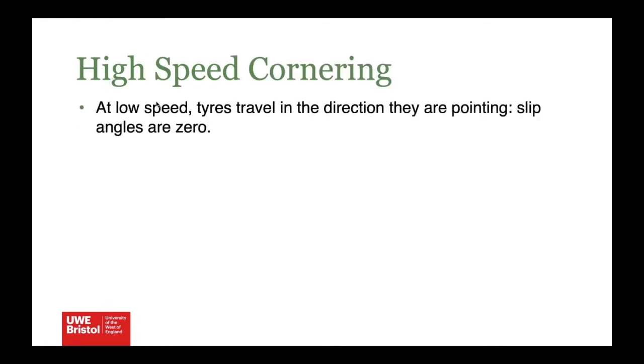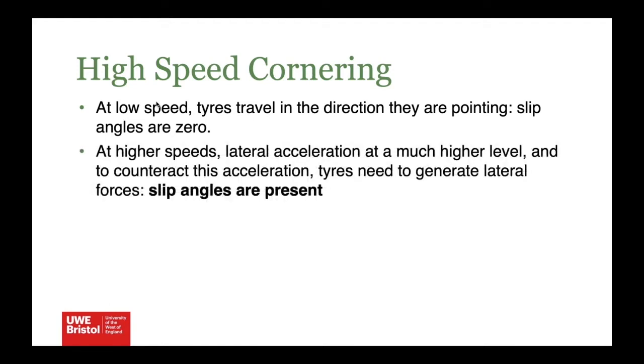So high-speed cornering, what does that mean? Well, at low speed, as we discussed last week, tyres travel in the direction they're pointing. So the slip angles are 0, which is all fine and good. But as you increase the speed, the tyres start traveling in the direction they're not pointing, and that difference between those angles is called the slip angle. So the lateral acceleration is at a much higher level, and to counteract this acceleration, the tyres need to generate lateral forces. And the way the tyres generate lateral forces, as we discussed back in lecture 3, is through slip angles.